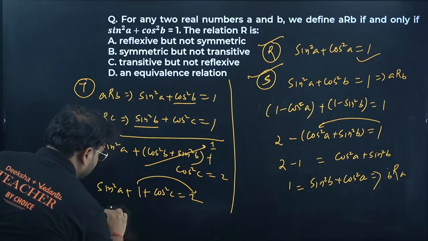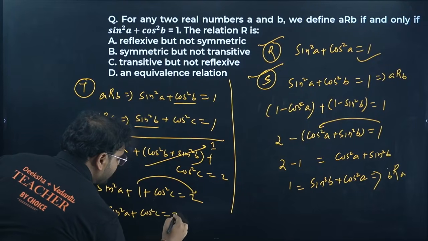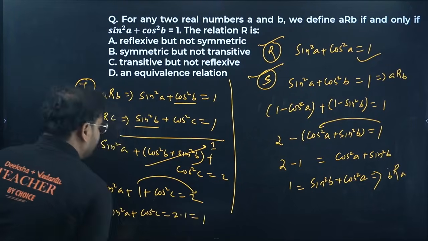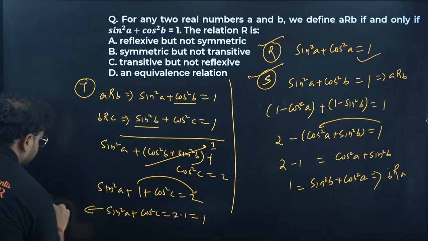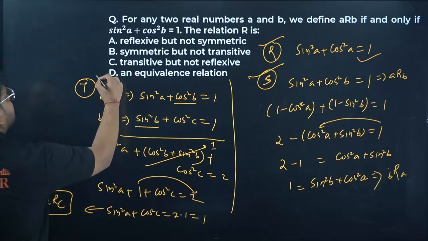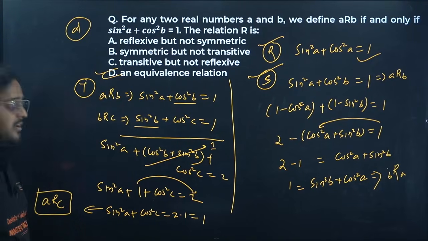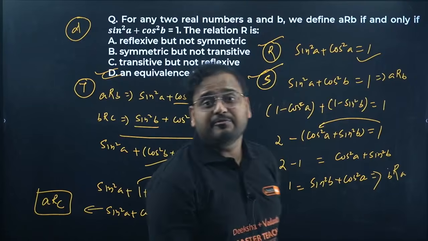It means you're getting sin square A plus cos square C equals 2 minus 1, which is how much? Simply 1. And this is nothing but your condition ARC, hence equivalence. Okay, now if you are thinking that, sir, how can we do all of this in 1 minute?